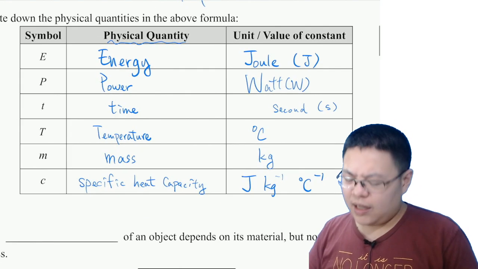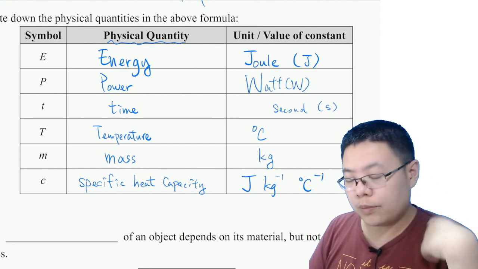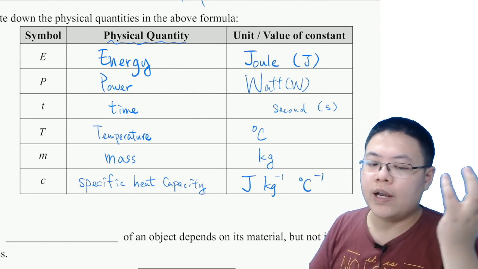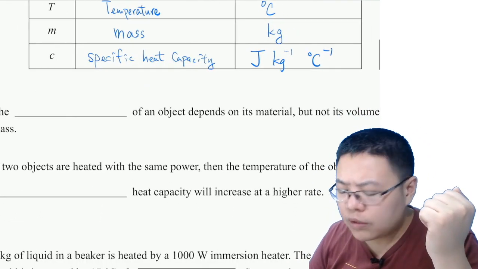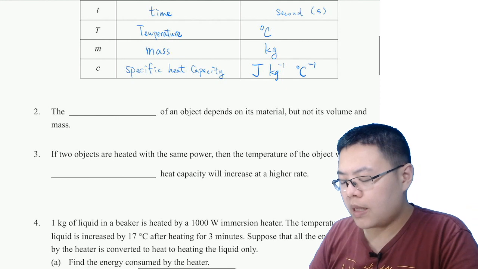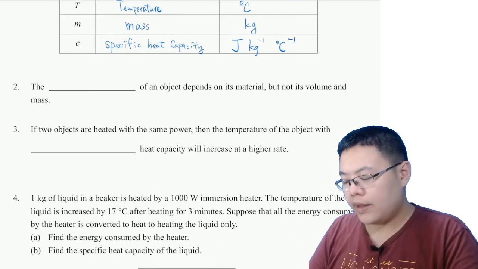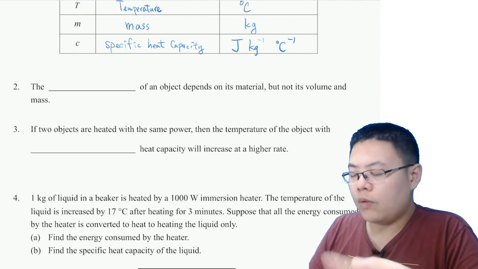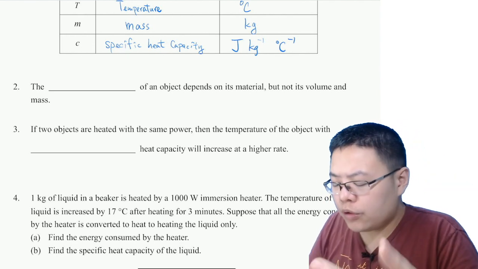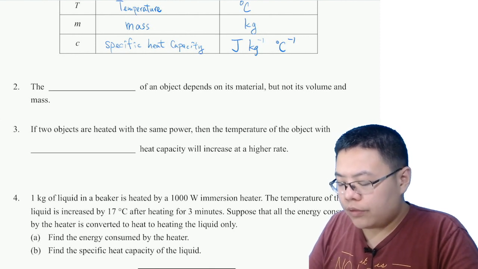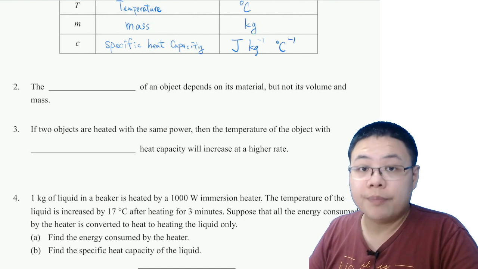Okay, I know this specific heat capacity is quite a new concept to you, but that is physics, what we have to learn in Form 3. Okay, specific heat capacity, how difficult it is to heat up something. Okay, or how much energy is stored when a degree Celsius of temperature is increased. Okay, so question 2, the specific heat capacity of an object depends on its material but not volume and mass.